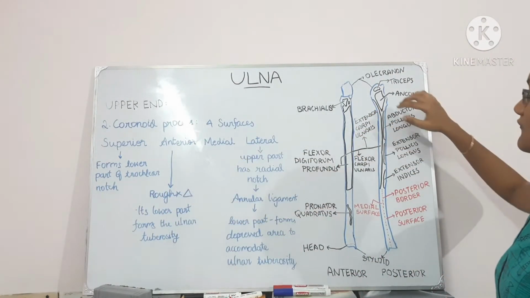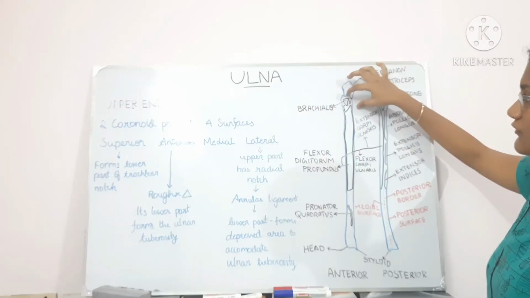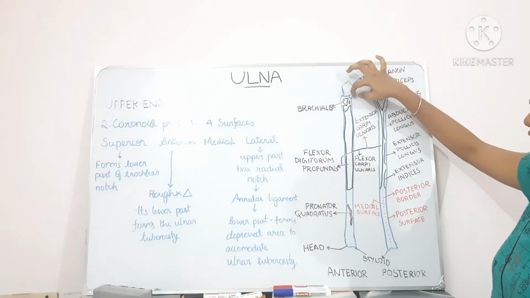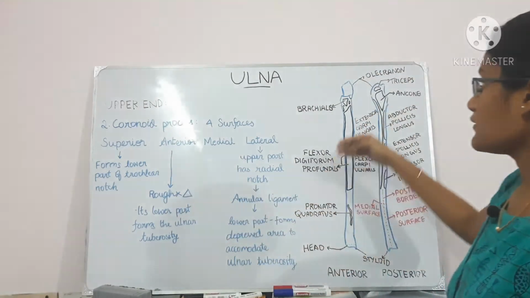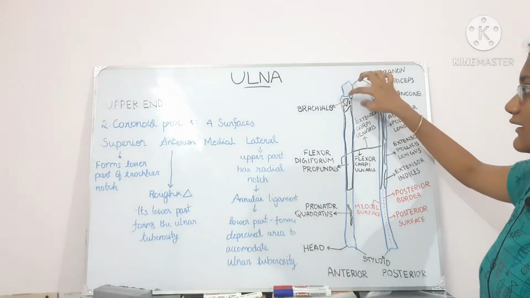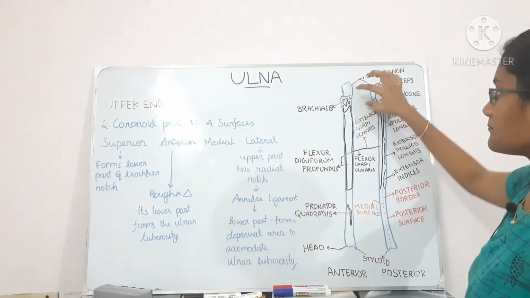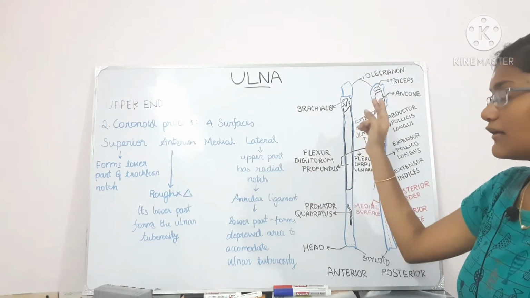So the superior surface is present over here and it forms the lower part of the trochlear notch. This is the trochlear notch. And the anterior surface is rough and triangular. So this is the anterior surface and it is rough and triangular, and its lower part forms the ulnar tuberosity. This is the ulnar tuberosity.